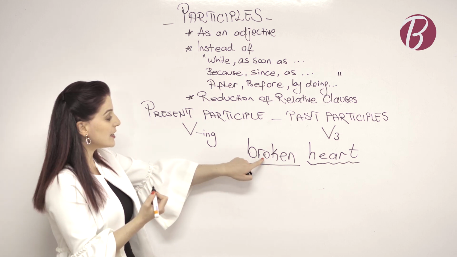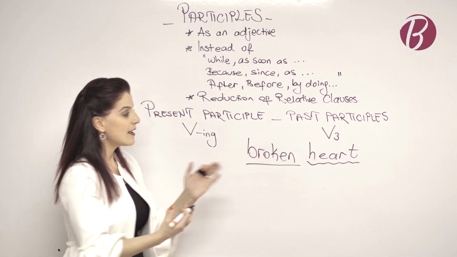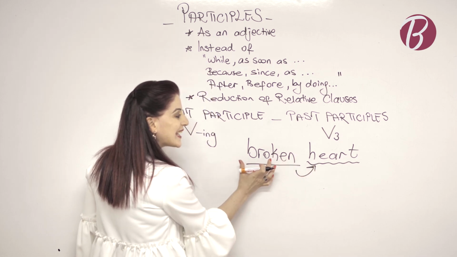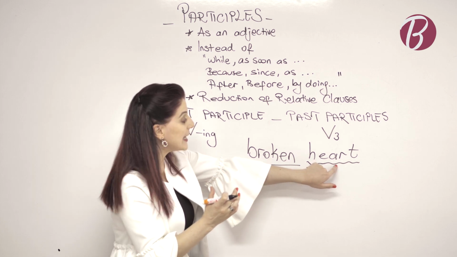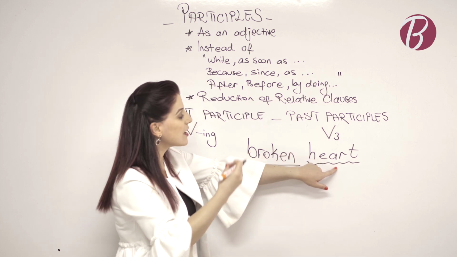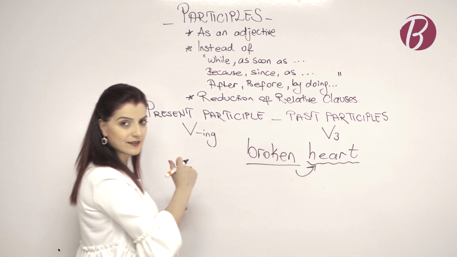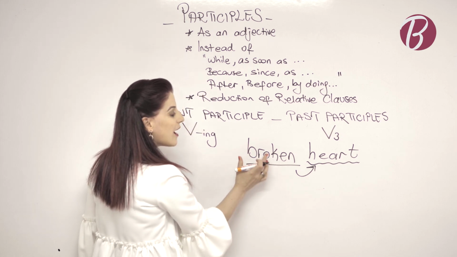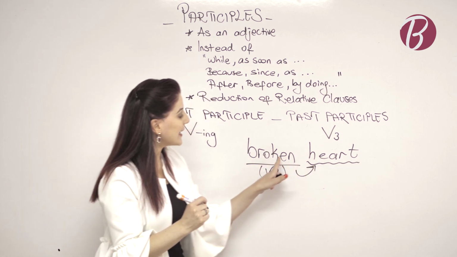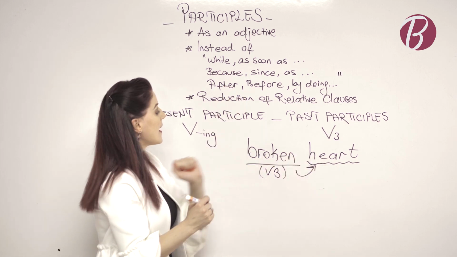Because I know this action was done or has been done by another person, and at the moment it is affected. The breaking action is not by it, because it is a heart, and some other people broke it. So what is affected? The heart is affected here. So in this sentence, I must say broken heart, past participle form, because the breaking action is done by another person, not by the heart. And one more example.